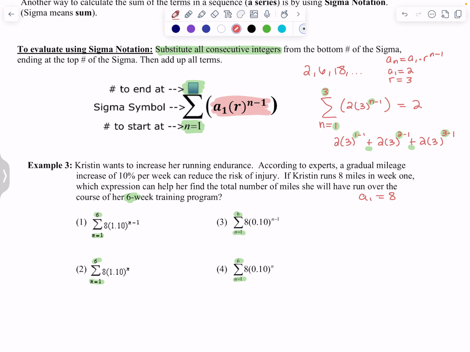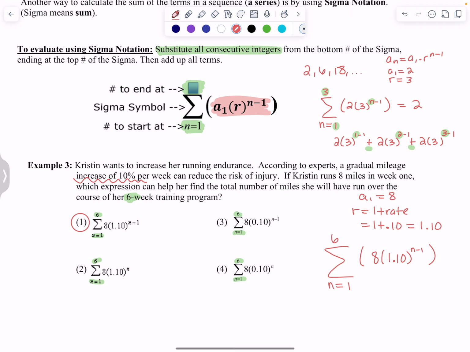If she's increasing her mileage run by 10% per week, that means the common ratio, 1 plus that rate, would be 1 plus 0.10 or 1.10. So if I look for this, right, so I'm going to have a sigma that has the formula to the right. So A1 times R to the n minus 1. And then we're going to start with week 1 and go out to week 6. I see this correctly written in choice 1.